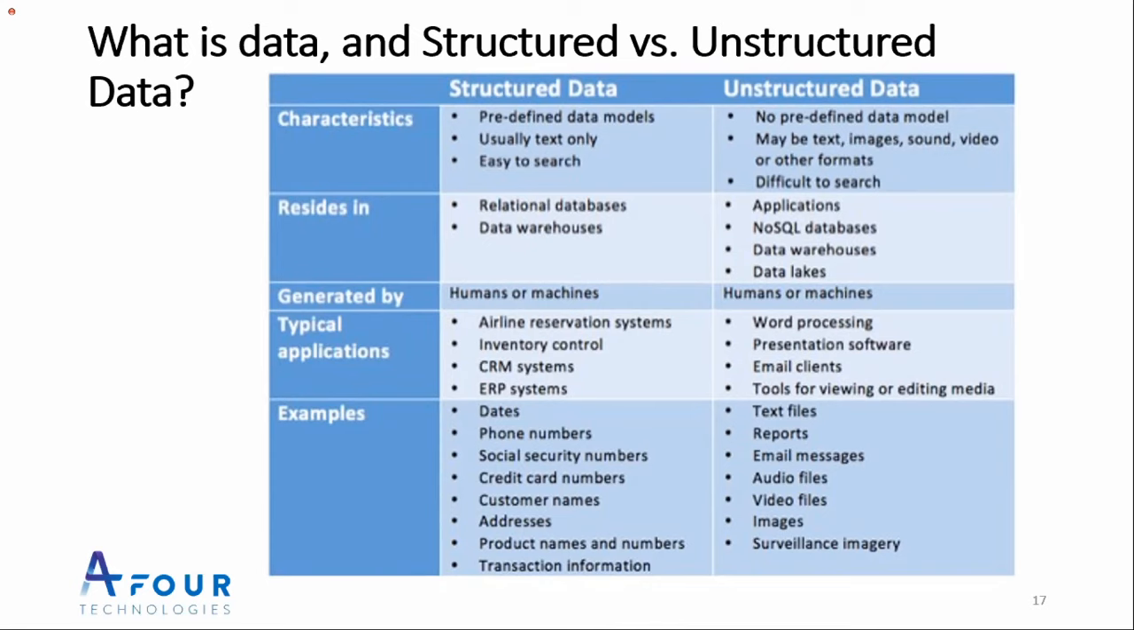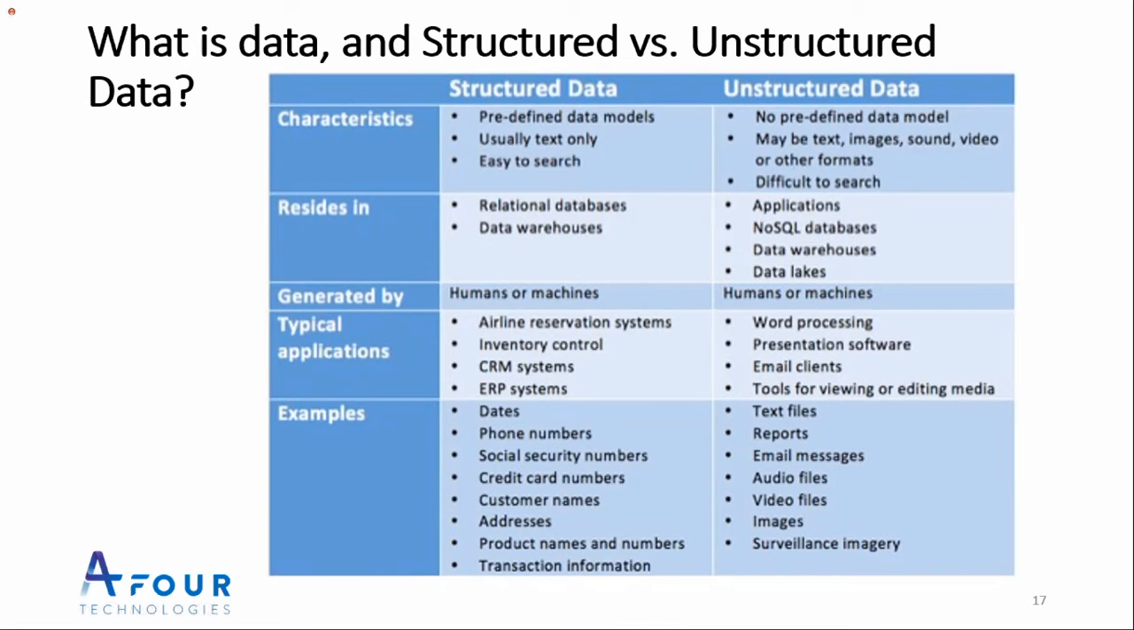When it comes to structured data, it follows predefined data models, it's most of the time easy to search, and it is textual only. But unstructured data could be your images, sound, video files, and this kind of data is very difficult to search. When it comes to storage, structured data is stored in relational databases or data warehouses, whereas for unstructured data you need data lakes or NoSQL kinds of databases to store it.